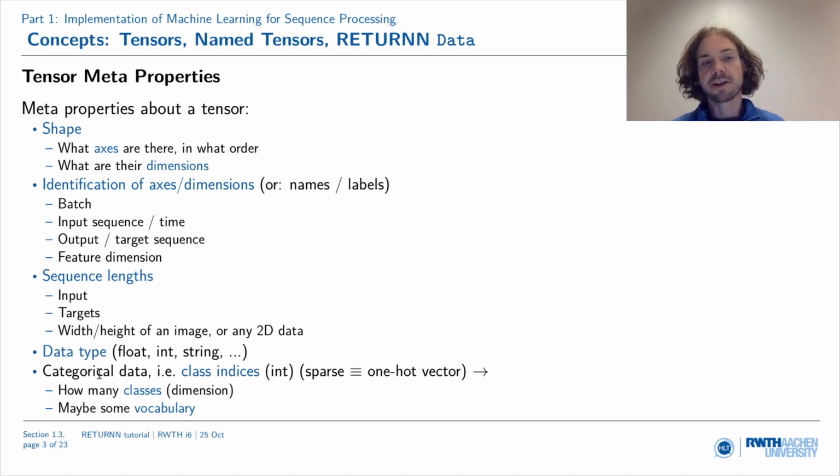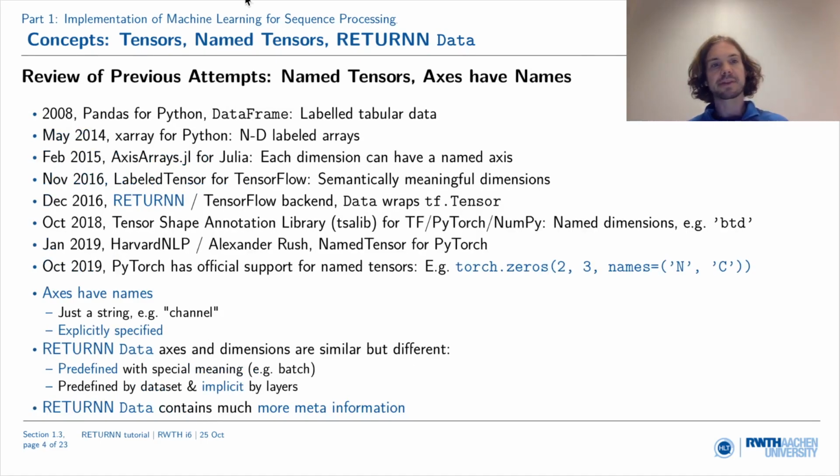You could have categorical data like class indices of integer. We say these are sparse, but you can reinterpret it as a one-hot vector of dense. So important here is that you also have an amount of classes. So we say this is a dimension. Or you can also have the class indices, the vocabulary, class vocabulary.